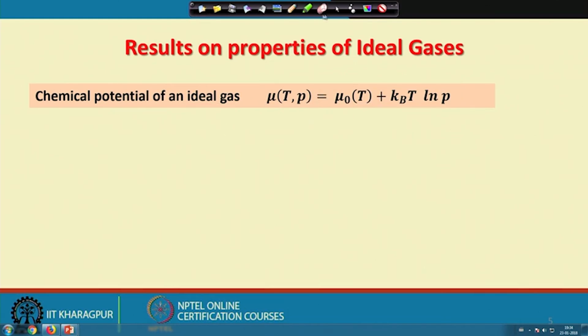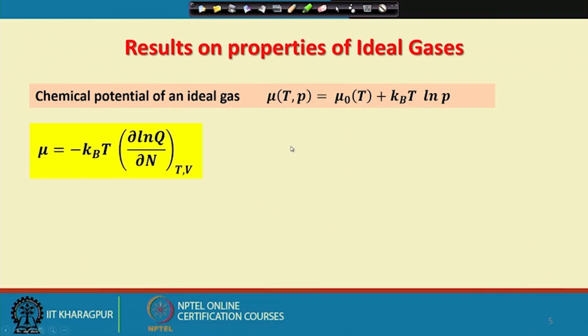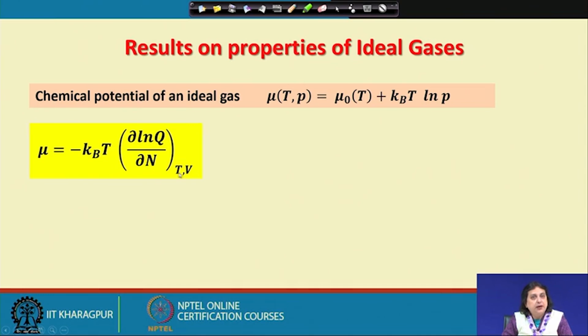In order to answer that question, once again we are going to use the definition of mu. So, what is the definition of mu? The definition of mu is that it is related to a derivative of ln Q with respect to capital N, keeping temperature and volume constant in the canonical ensemble. Okay? And then you multiply it with minus kT, and this is what you get as the chemical potential of a single component ideal gas, which is maintained at a constant temperature and volume.